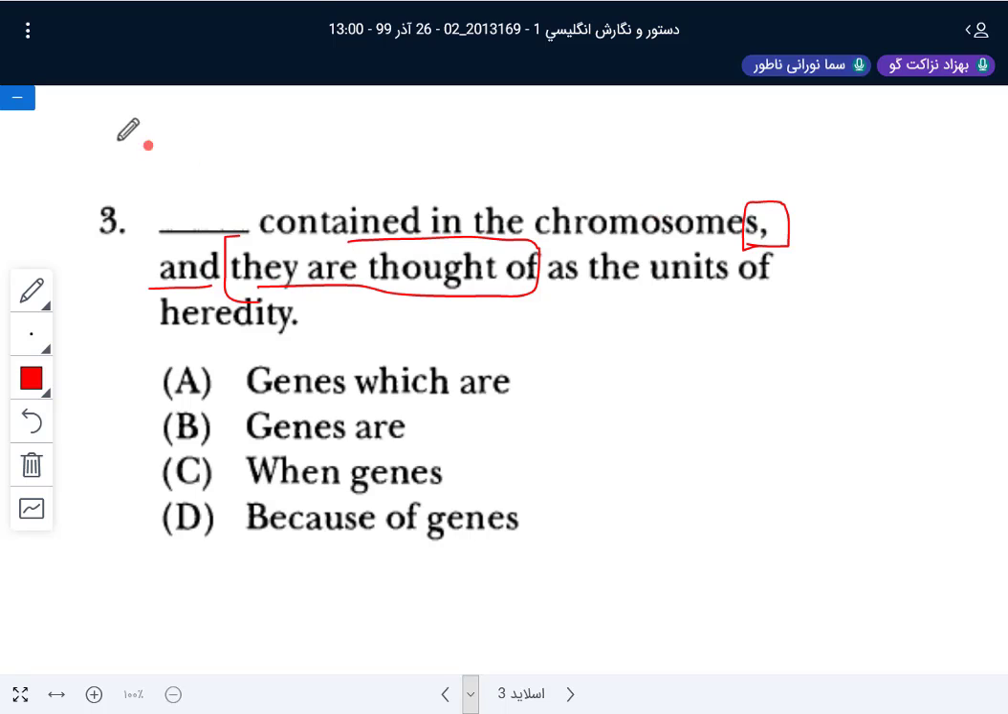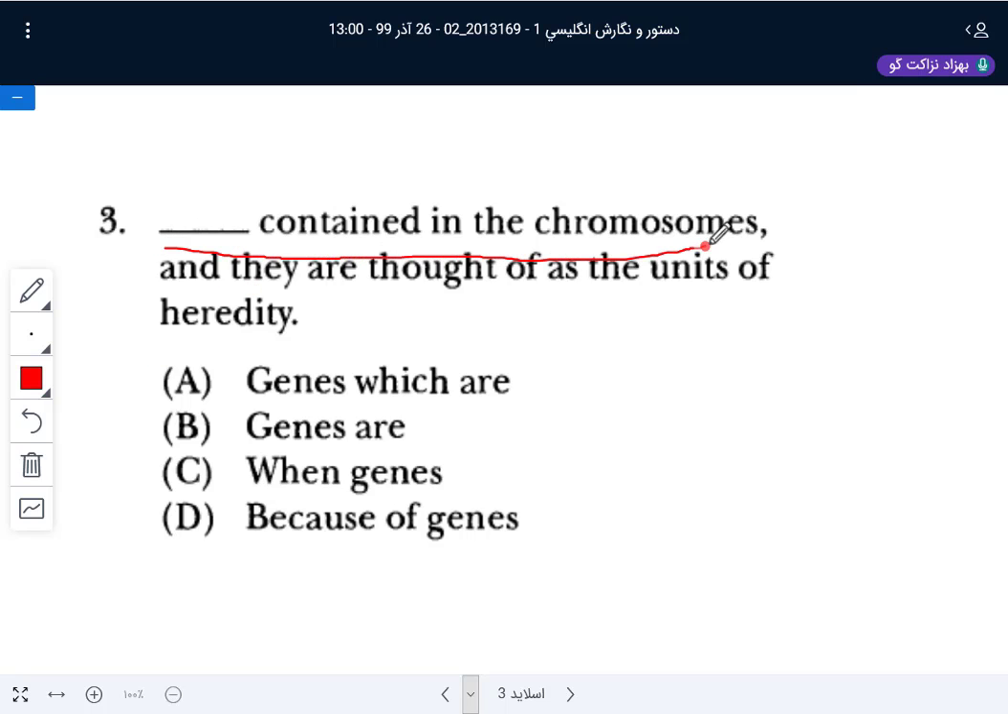Yes. So, we expect to have subject and verb in this part. So, this should be another main clause. In the main clause, we expect to see the subject and verb. So, if I choose because of genes, because of is a prepositional phrase, then contained, this is a verb. So where is the subject? This is wrong. There is no subject because here genes is the object of the preposition and it cannot agree with the verb.